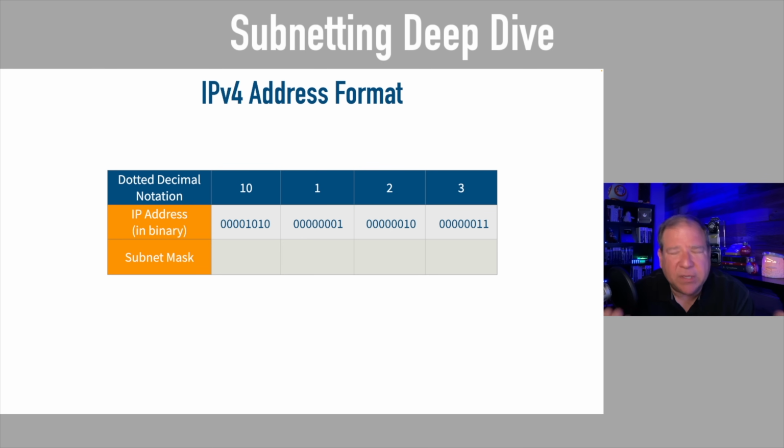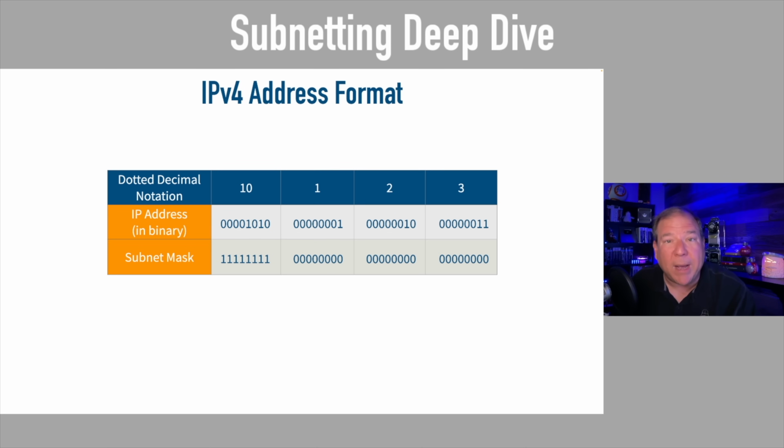If I'm looking at this number, how do I know which part refers to the network or the street, metaphorically, and which part refers to the host? We have to have a dividing line that says everything on this side, that's the street or that's the network. Everything on this side, that's the host or the house number. And the thing that draws that dividing line is our subnet mask.